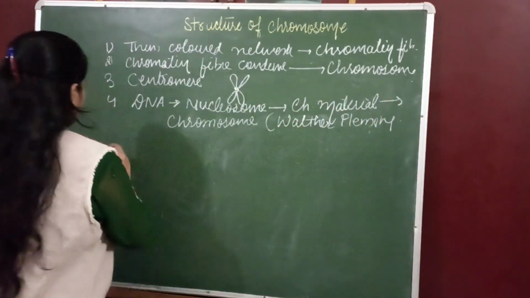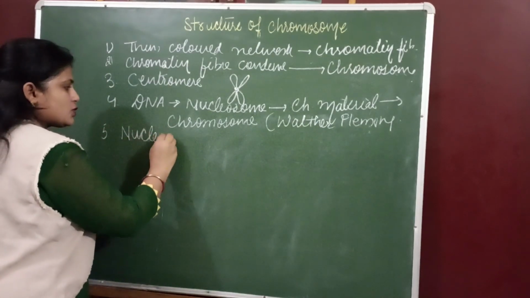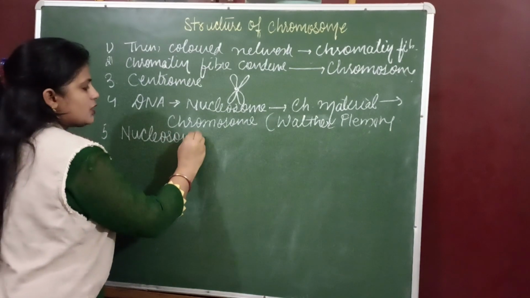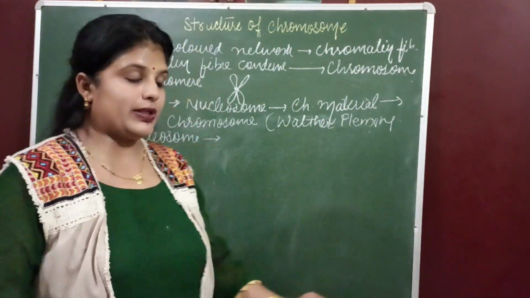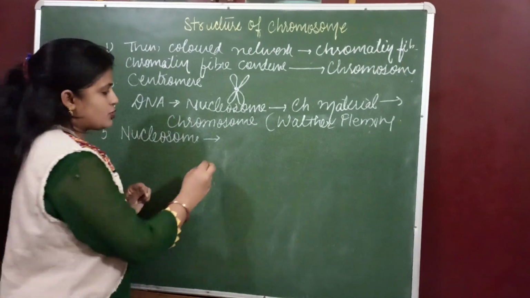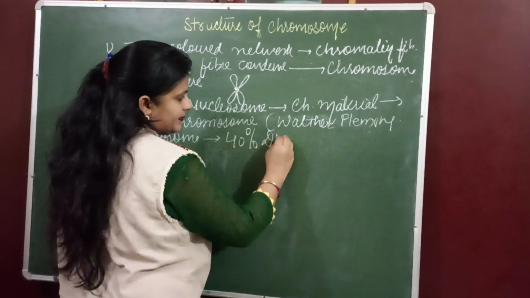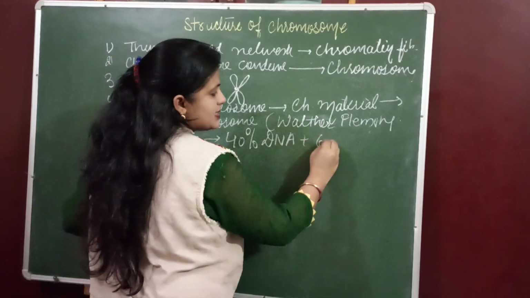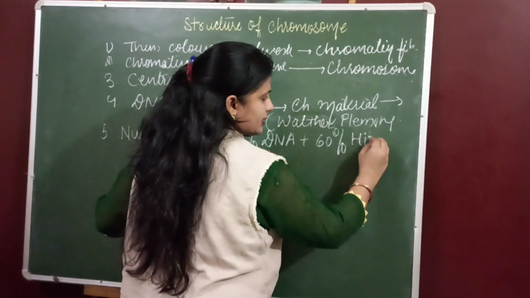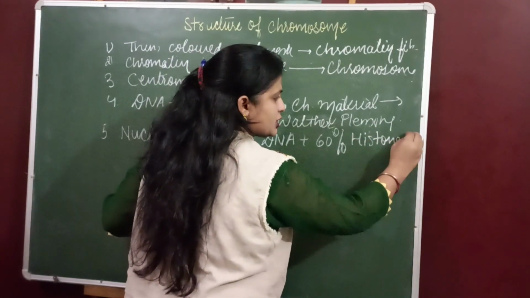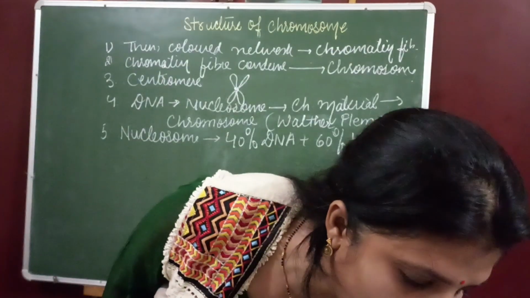Okay. Now another important question is, what is nucleosome? Nucleosome consists of DNA plus 8 histone proteins. The composition is also important: 40% DNA plus 60% histone protein. The name of the protein is also an important question, and their composition is also important.